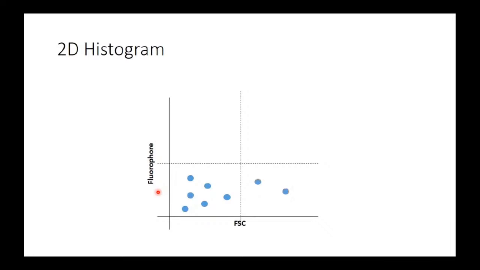When the cell appears here, it means that the cell is not expressing the protein because it has low fluorescence, but it's a big cell because it has high signal on the forward scattered light. Then when the cell appears here, it means that it's expressing the protein, but it's a small cell. And when the cell appears on the upper right quadrant, it means that the cell is big and it's expressing the protein. So this is what we call the two-dimensional histogram. I can combine two data together, and then I get something like this.